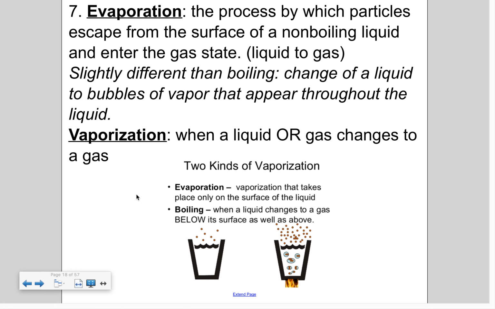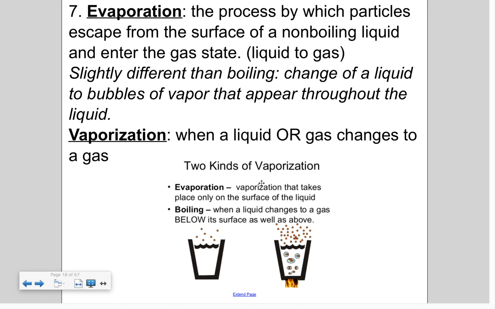Evaporation occurs in liquids, so particles escape from the surface of a non-boiling liquid, and they enter the gas state. Now, this is also known as vaporization. In your book, they list evaporation first and vaporization as kind of like a sub part of it. Really, vaporization should be up here, and evaporation and boiling should be underneath it. Vaporization includes evaporation and boiling. So evaporation is not the same thing as boiling. Boiling is where it occurs throughout the entire liquid.